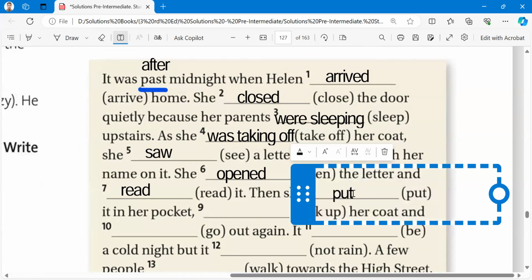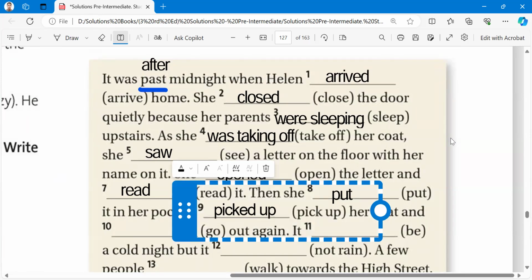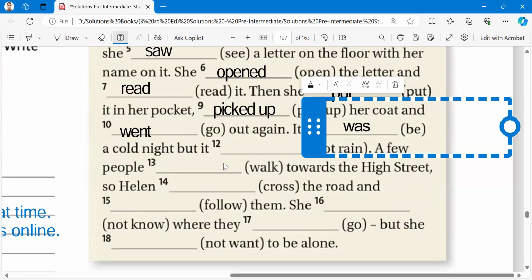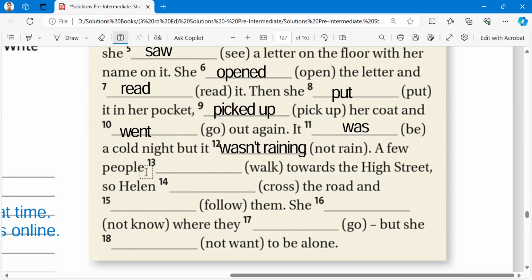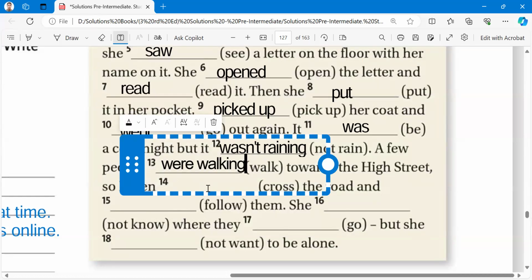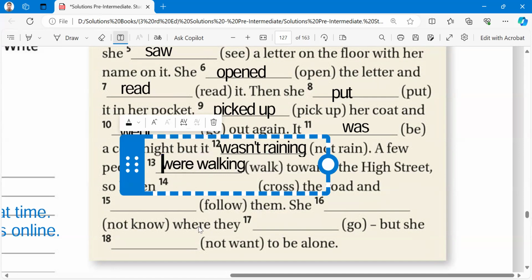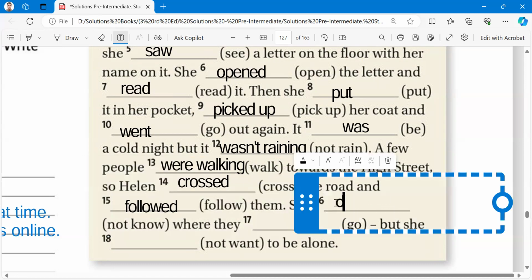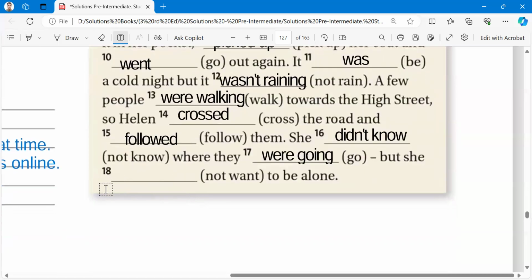Then she could... secondly, and the actions are happening here, it's in her pocket, she picked up her coat and went out again. And it was a cold night, but it wasn't raining. We cannot say, for example, it didn't rain. It was about the night. Again, it's a part of the day, right? A few people were walking towards the high street. So Helen crossed the road and followed them. She didn't know where they were going, but she didn't want to be alone.